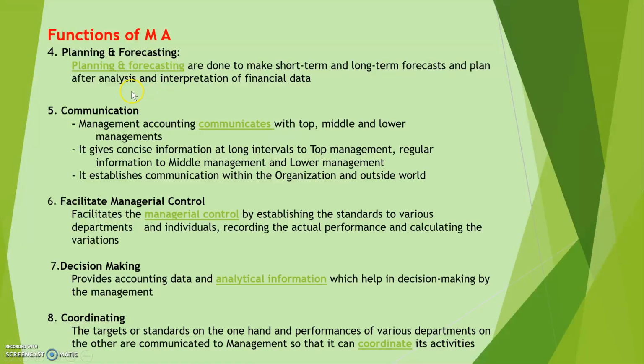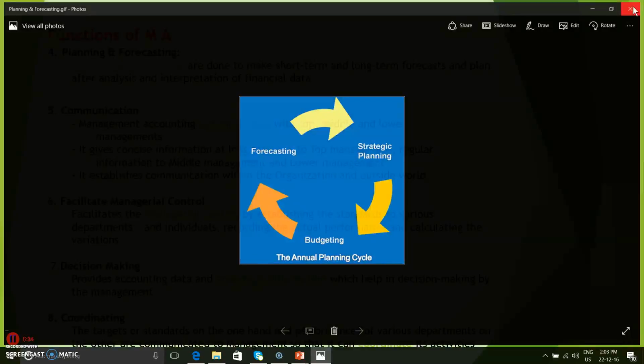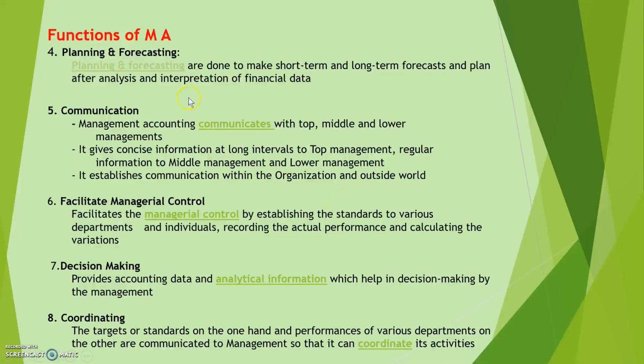Now, the fourth one is planning and forecasting. It can be done to make short-term and long-term forecasts and plans after analysis and interpretation of financial data. So how does this cycle go? Forecasting, then strategic planning according to the forecasting, then according to that budgeting, then once again forecasting. This is how the annual planning cycle goes, and management accounting helps in that process.